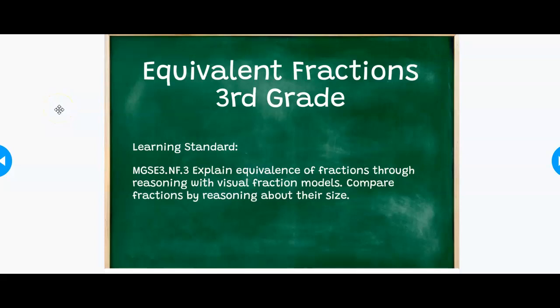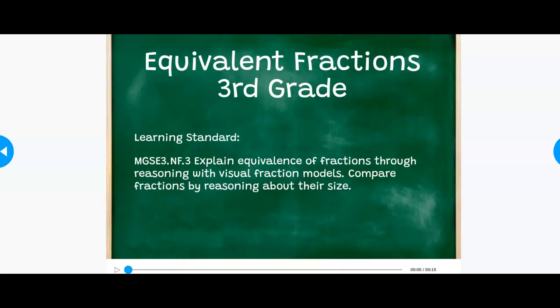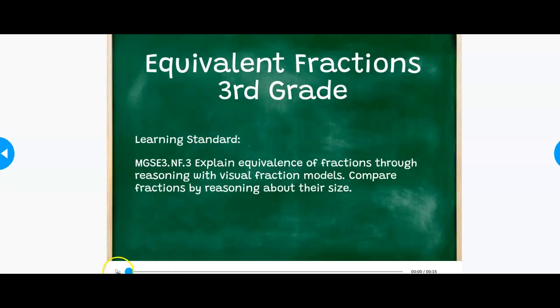Today in my lesson, I am introducing equivalent fractions to the third grade. Our learning standard is explain equivalence of fractions through reasoning with visual fraction models, compare fractions by reasoning about their size. Students also have the ability to click on the recording at the bottom of the screen. Today we are learning about equivalent fractions. Standard read to them.